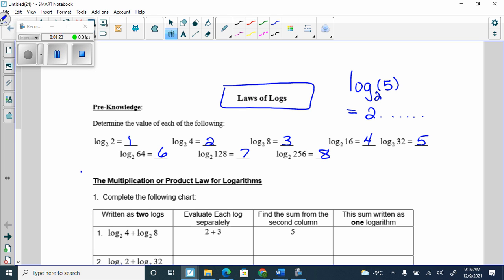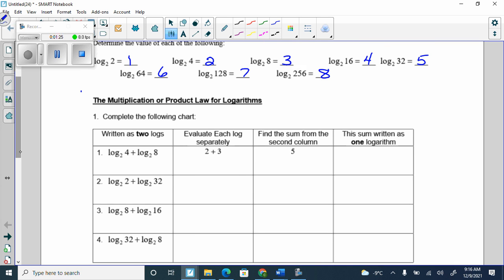Okay, so log laws. If I go log base 2 of 4 plus log base 2 of 8. Log base 2 of 4 is what? 2. Plus log base 2 of 8 is 3, and I get my answer of 5. Correct? Now watch this.